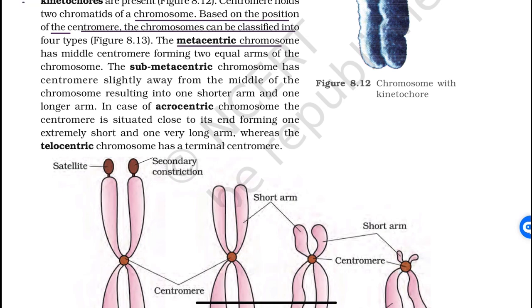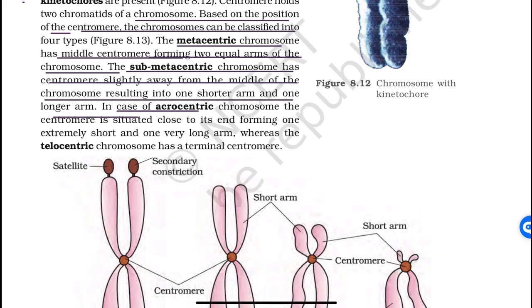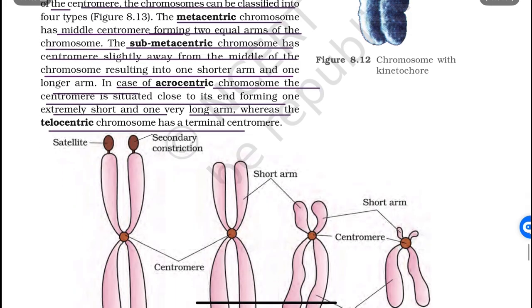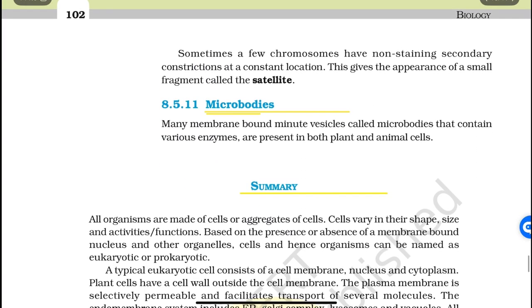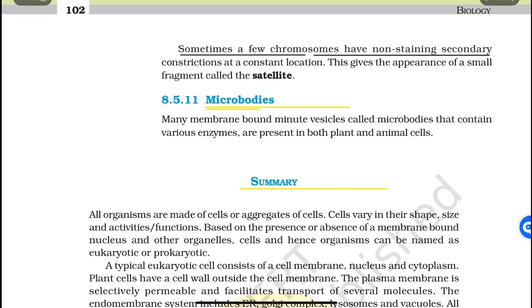The metacentric chromosome has a middle centromere forming two equal arms of the chromosome. The submetacentric chromosome has the centromere slightly away from the middle of the chromosome, resulting in one shorter arm and one longer arm. In case of the acrocentric chromosome, the centromere is situated close to one end, forming one extremely short and one very long arm, whereas the telocentric chromosome has a terminal centromere. Sometimes a few chromosomes have non-staining secondary constrictions at a constant location. This gives the appearance of a small fragment called the satellite.